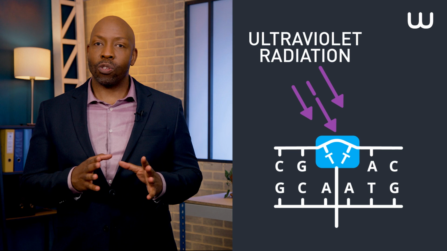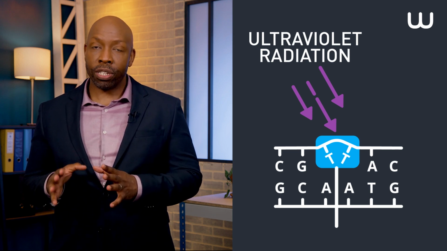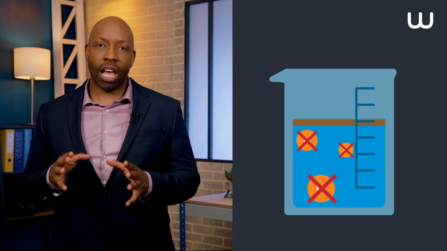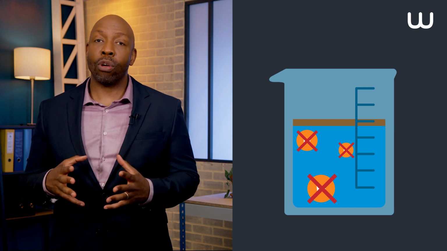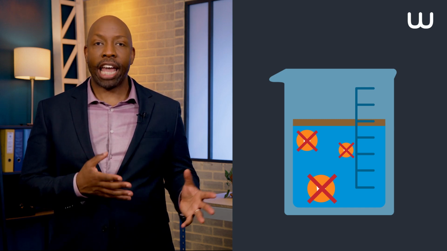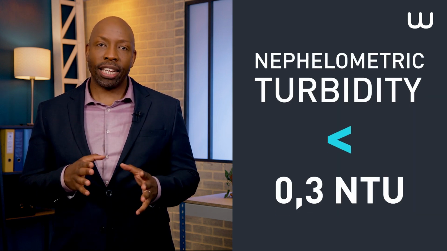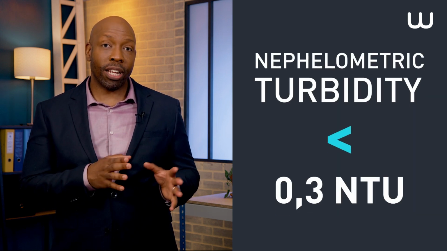When disinfection with ultraviolet light is used, the water that is to be treated must not contain any suspended solids or compounds likely to absorb UV light, such as iron, for example. Turbidity must be less than 0.3 nephelometric turbidity units or 0.3 NTU.